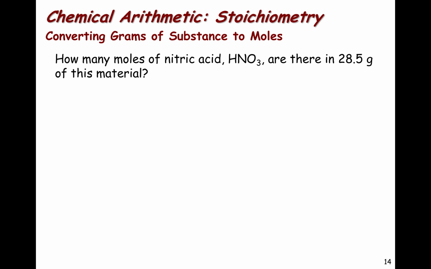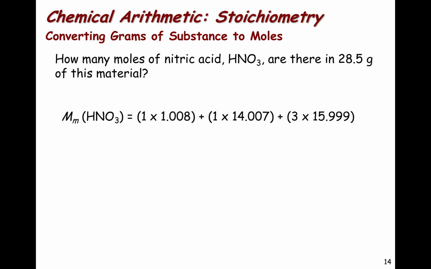As an example of the reverse process, when we are given the grams, we would also use the molar mass to determine the number of moles. In this question, how many moles of nitric acid are there in 28.5 grams of the material? The given is the 28.5 grams. Our conversion factor is going to be the molar mass. We need to calculate that molar mass from the formula.